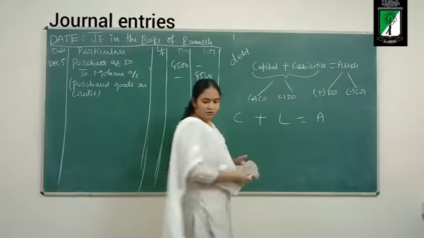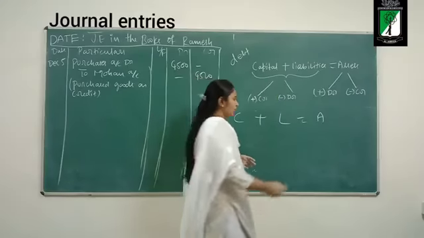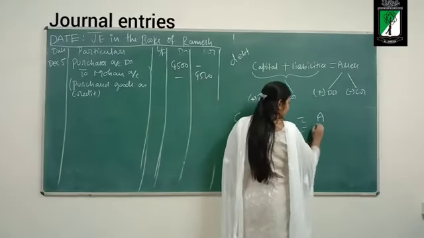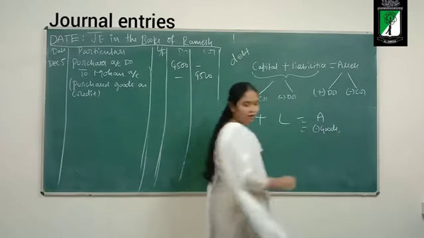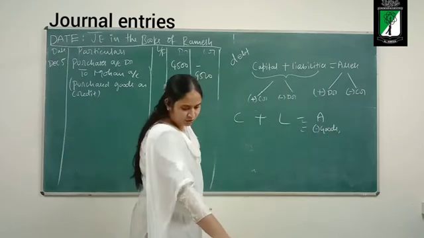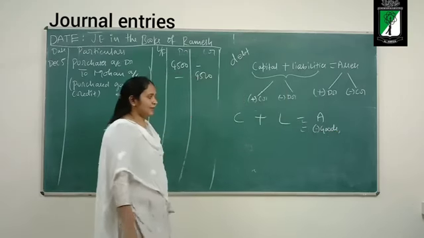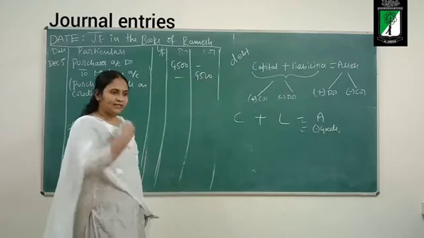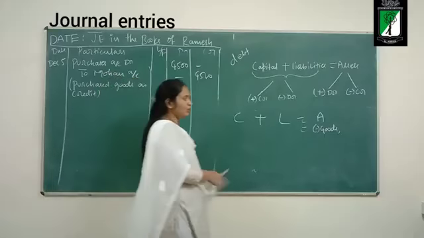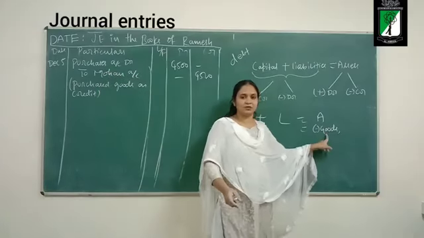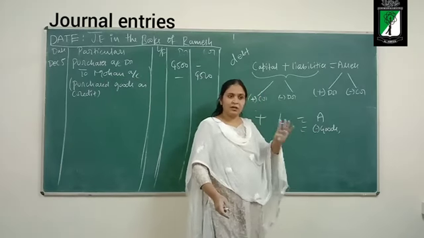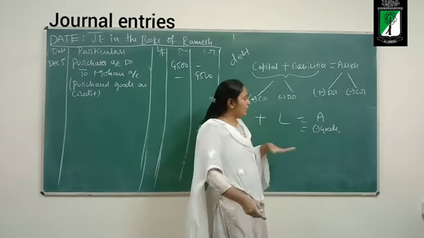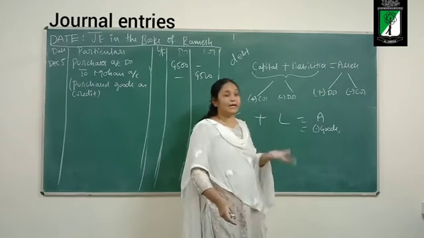Liabilities are equal to assets. So purchased goods, sold goods to Sohan on credit, right? So what is happening when I sell goods? My goods balance will reduce. Okay, what happens to my goods? My goods will reduce. Okay, now you are selling goods on credit.